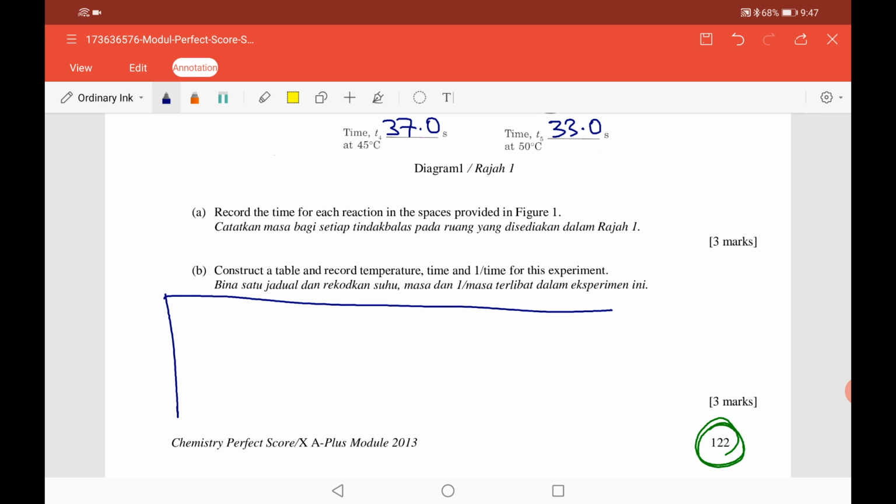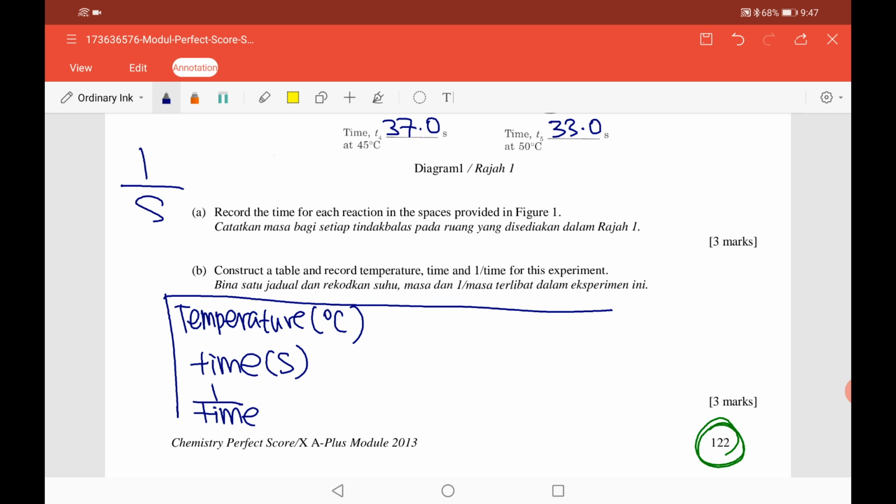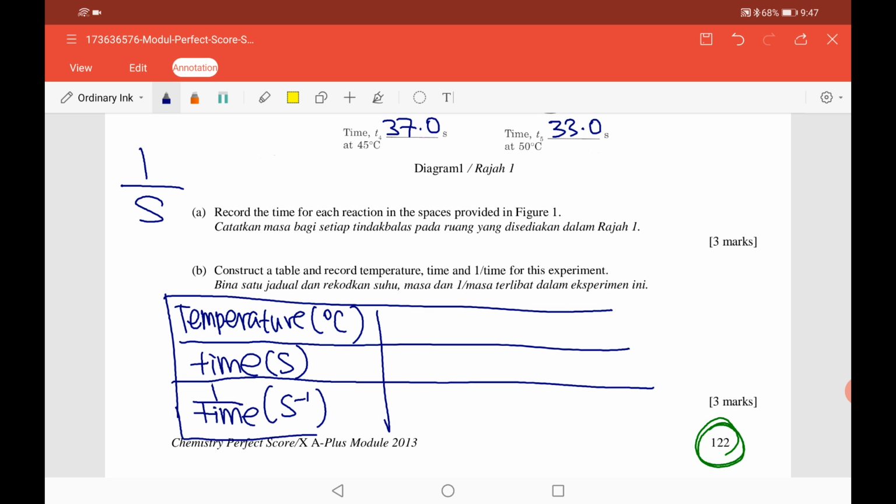I will let the first row be temperature, my second row be time, and the third row be 1 over time. And remember, for the title of all these rows, you must check whether you have any units or not. For temperature, what is the unit? Degree Celsius. For time, what is the unit? Second. For 1 over time, what is the unit? 1 over time is per second, so you can write second minus 1. Now you can try to put in your data.